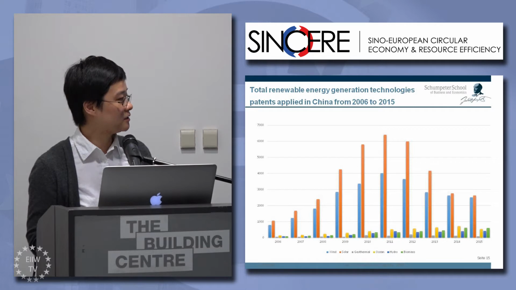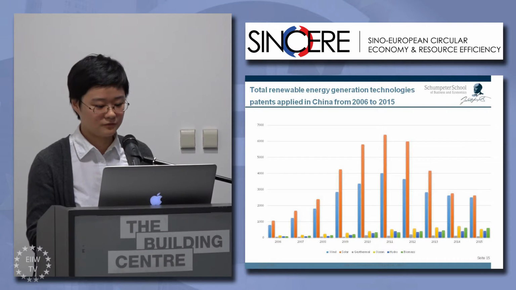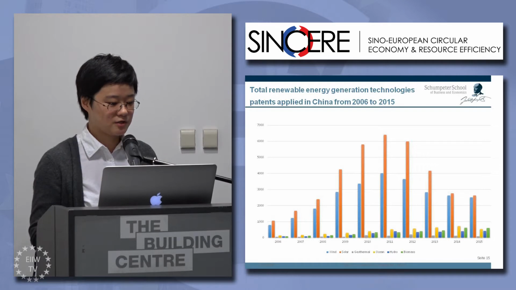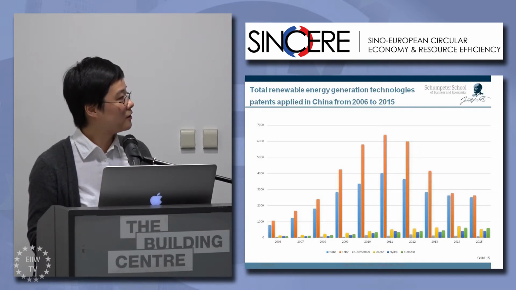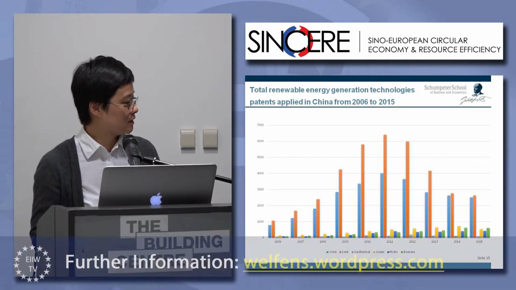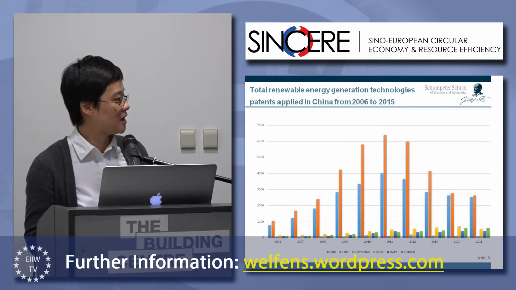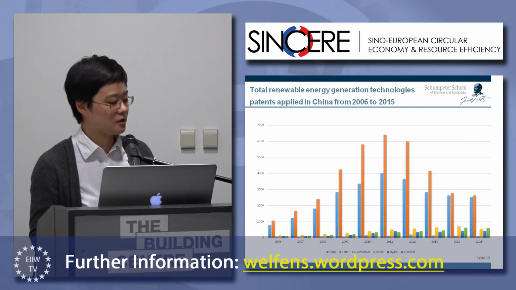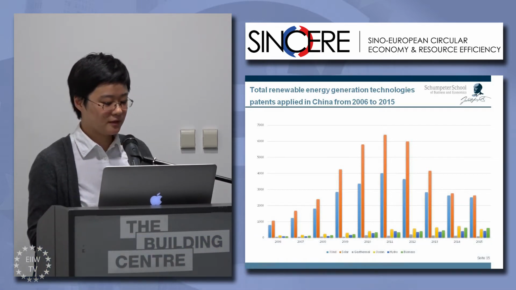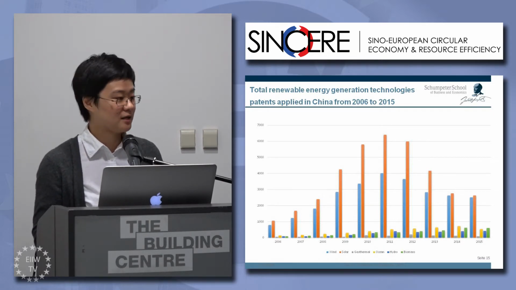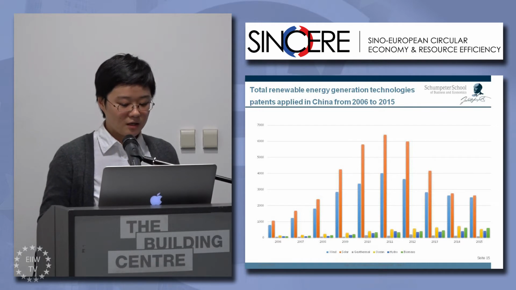Before I show my results, here is some other statistical background for you. This graph shows the total renewable energy generation technology patents applied for in China from 2006 to 2015. We can see that wind and solar energy are the two main pillars of all renewable energy technologies. It was booming in 2010, 2011, and 2012, and then it decreased.